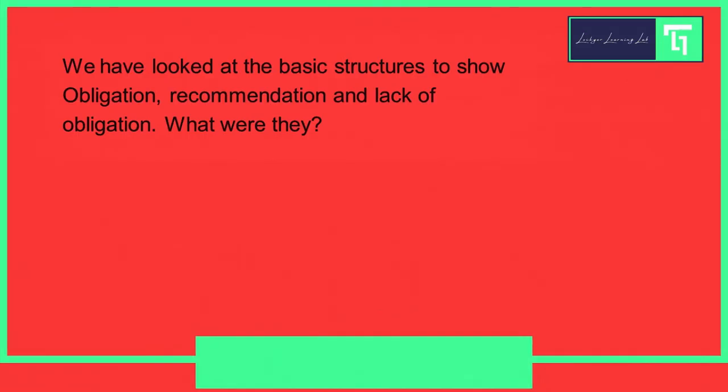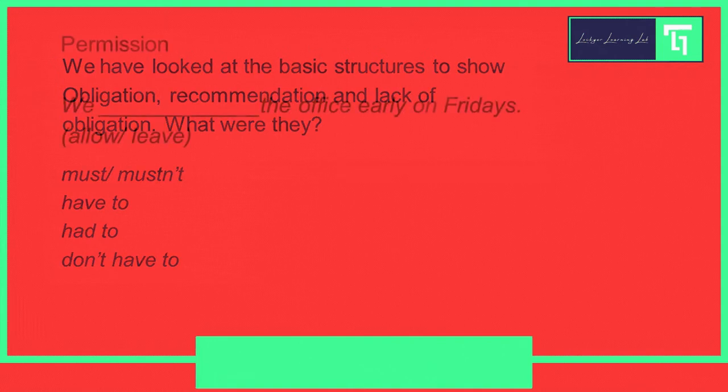We've looked at the basic structures to show obligation, recommendation and lack of obligation. And what were they? Can you remember? They were must and mustn't, the modal verb, and have to, and then had to, the past, and don't have to show no obligation, so no necessity. So let's have a look at some other structures that we can use in a similar way.